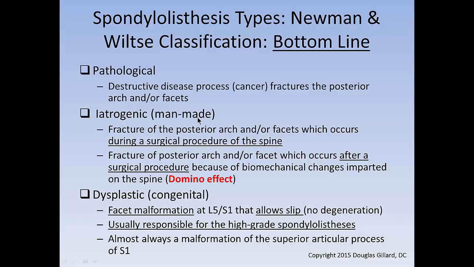Iatrogenic is a common one. People who have fusion, right? An interbody fusion will greatly increase the load of the pars above and or below the fusion level. You can overload the pars, fracture it, and then you get a slip. So that's an iatrogenic slip. And a dysplastic, so that is a malformation of typically L5S1 of the facet. And there may be no facet there. And these are the ones that you see huge slips on. They're very dramatic looking. So this is a dysplastic or congenital slip.